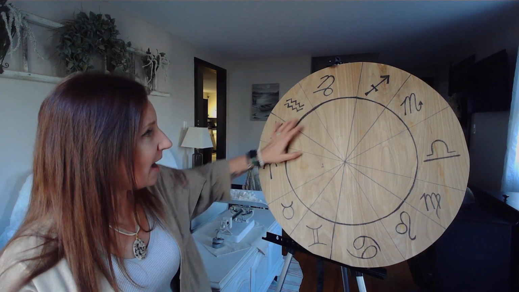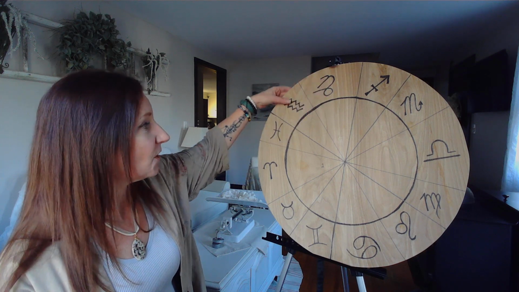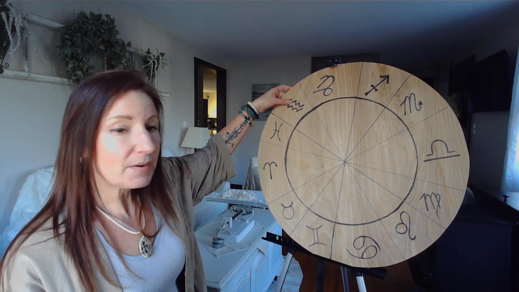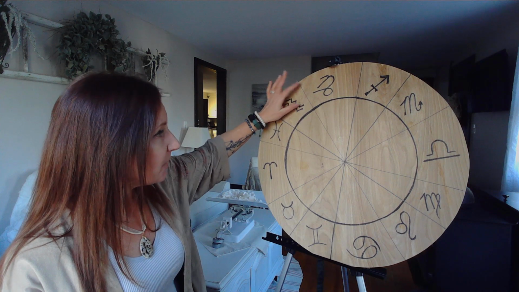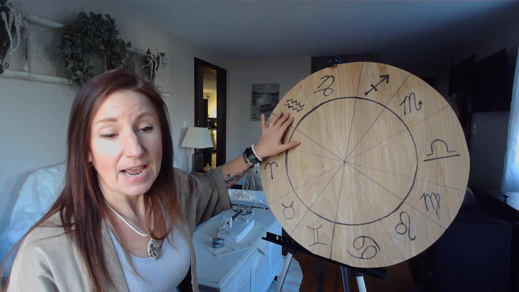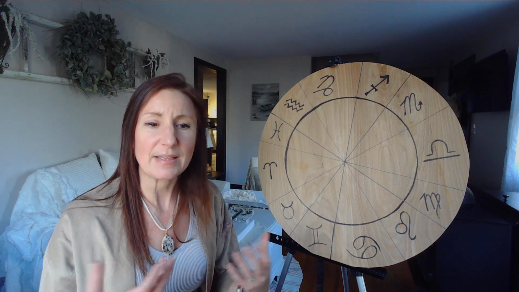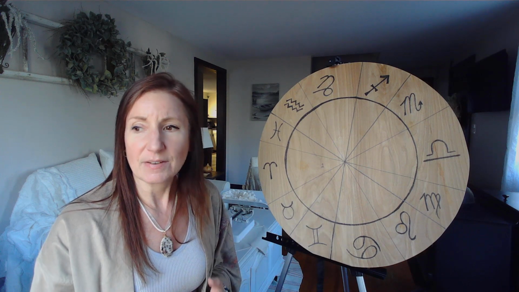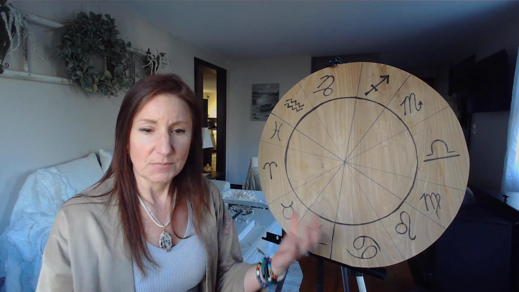So for me, I am a Capricorn rising, so Aquarius is in my second house. My second house is of money, the money I make, and of my things, what I have, my material.